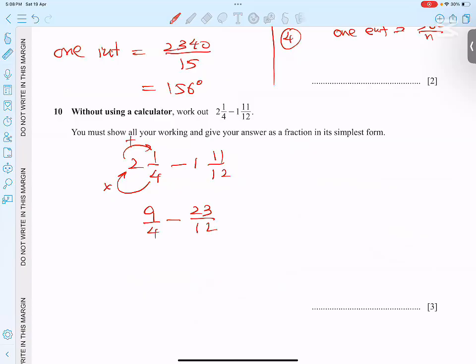This is a 3-mark question, so at least 1 mark you have to show for this step. Now some students try to find the LCM directly as 48. They write 48, which is a big mistake.